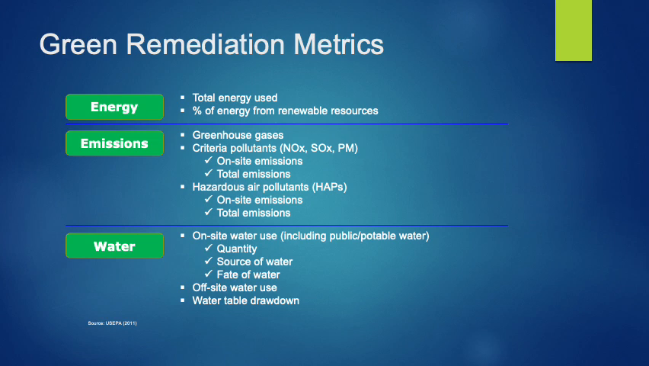Common GSR energy-related metrics focus on total energy used, as well as the percentage of energy that may be used from renewable resources. Emissions factors take into consideration greenhouse gases, other criteria pollutants, as well as other hazardous or non-hazardous pollutants. Water-related metrics focus on the total use of water, the sources of water, as well as how a system may draw down groundwater.